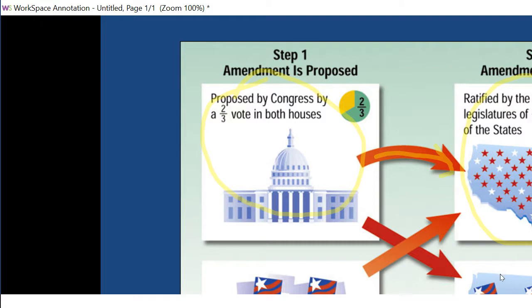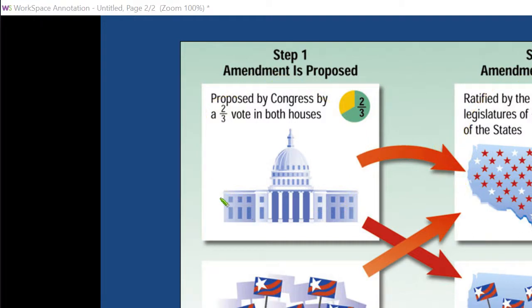Okay, step 2, which is the second most common way, which is almost never used, is when Congress proposes it and the state conventions, which is just a group of people gathering in each state, approve it. So Congress proposes it and the states approve it. So again, it's a matter of federal government and state government.